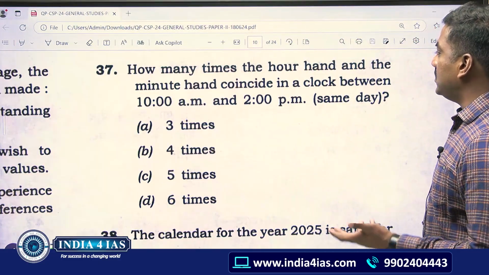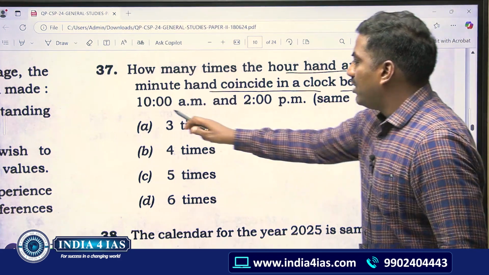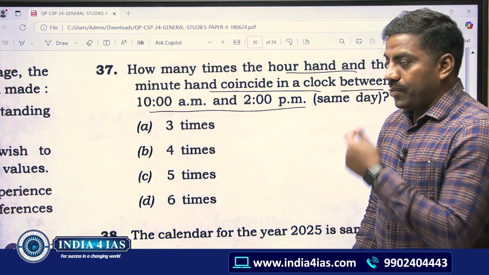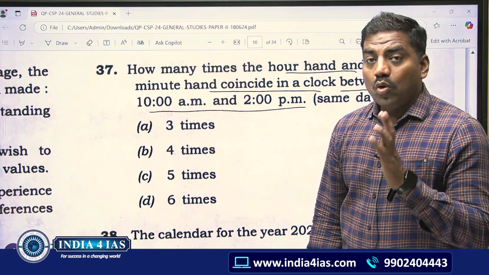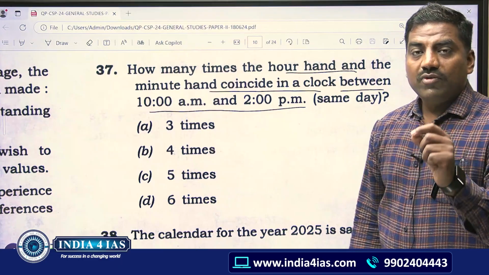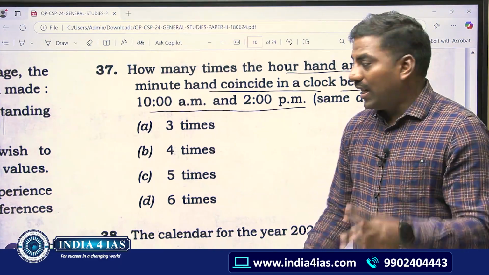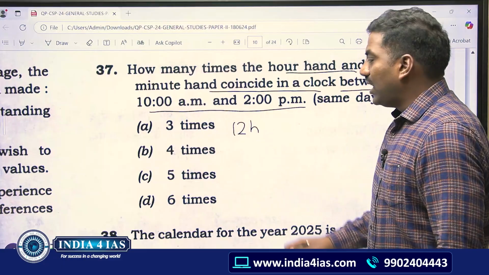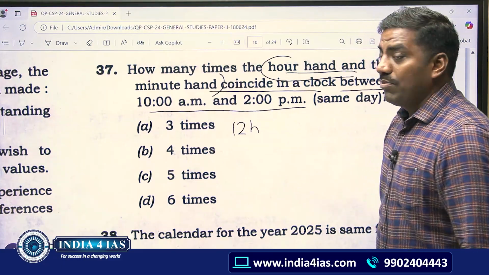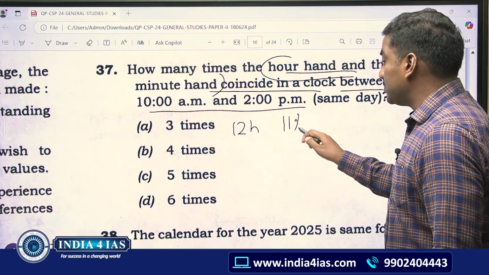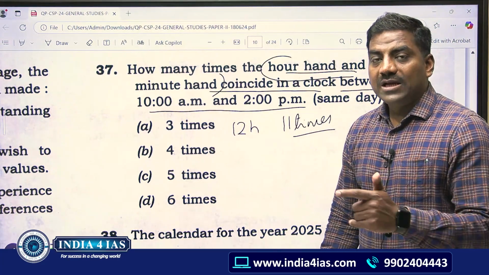How many times do the hour hand and the minute hand coincide in a clock between 10 a.m. and 2 p.m.? Here we have a straight concept that in 12 hours' time, the hour hand and minute hand meet 11 times. With this, we have to proceed.